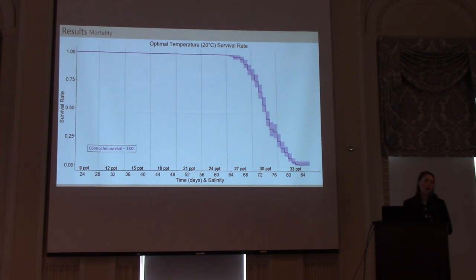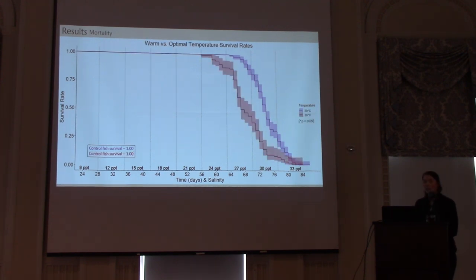So now we can compare this survival curve to that of the warm water treatment. We can see here it follows a really similar curve as the optimal temperature just shifted to the left, similarly like we saw in the vitality scoring, which was interesting to see. With the vitality scoring in this warm water treatment, in red, the fish started showing signs of stress at 21, and the first mortality event did occur at 21 parts per thousand.